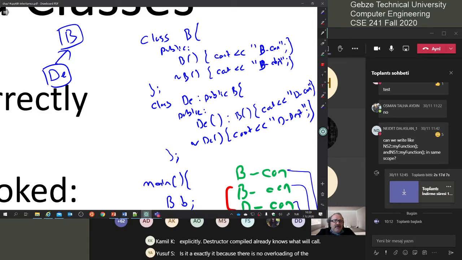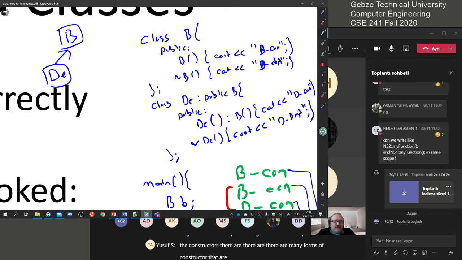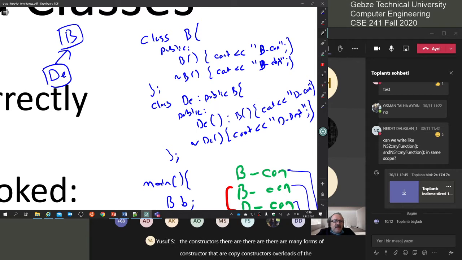Why? Because destructors don't take any parameters. You cannot overload them. There is only a single destructor. So if I call the destructor, what am I going to call? The single destructor, and the compiler is doing it automatically. But with the constructor, there are many forms of constructor. There are copy constructors, overloads of the other constructors, etc. And there are parameters to pass, okay? So that's why they made that decision.